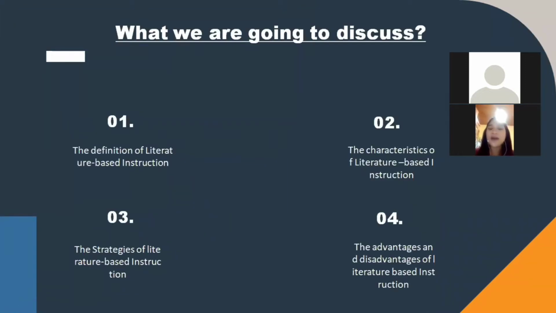There are 4 points that we are going to discuss today. The first one is the definition of literature-based instruction. The second one is the characteristics of literature-based instruction. The third one is the strategies. And the fourth one is the advantages and disadvantages of literature-based instruction.